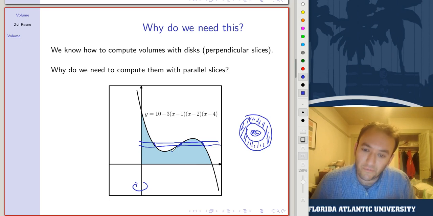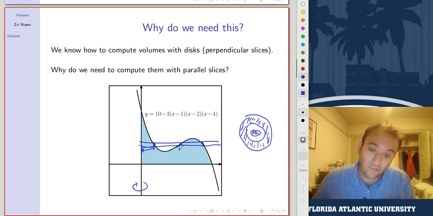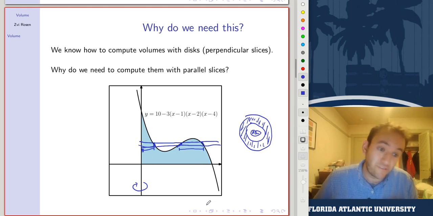But even if we were to allow that, we also don't know what this length is. There's no great way to describe this x value except to say that it's one of the roots of this polynomial defining the curve. Similarly with this length, it's just the difference between two of the roots of this equation.